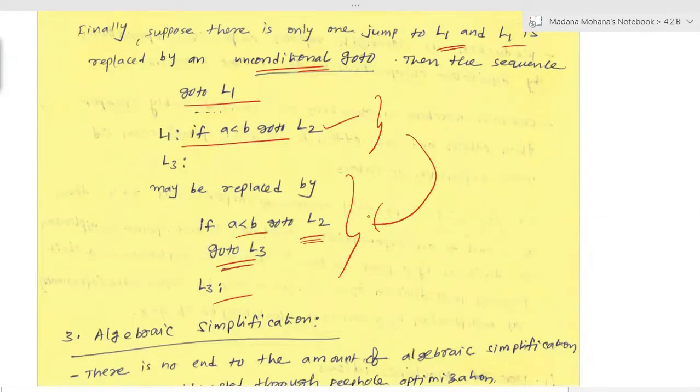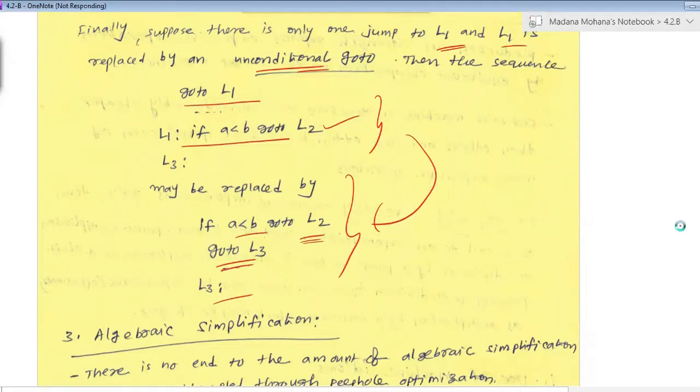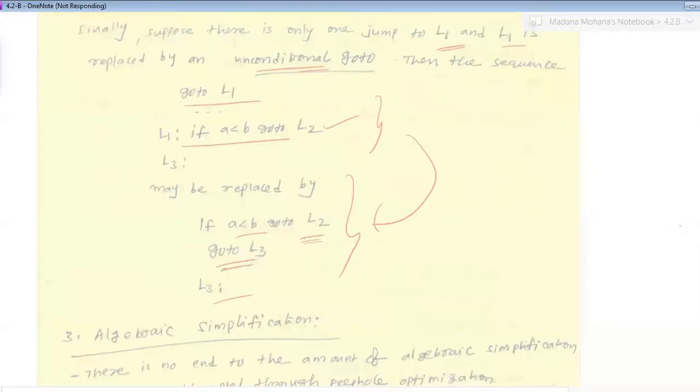Then the third peephole optimization technique, that is algebraic transformations. The algebraic transformations in basic block optimization also we used. So wherever expensive operators are there, those are all replaced with cheaper ones.